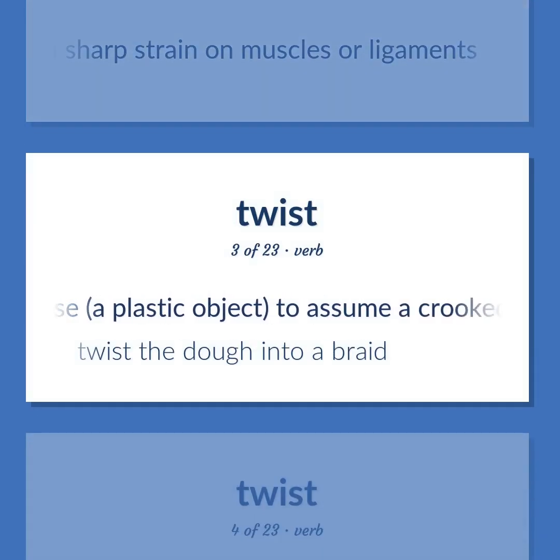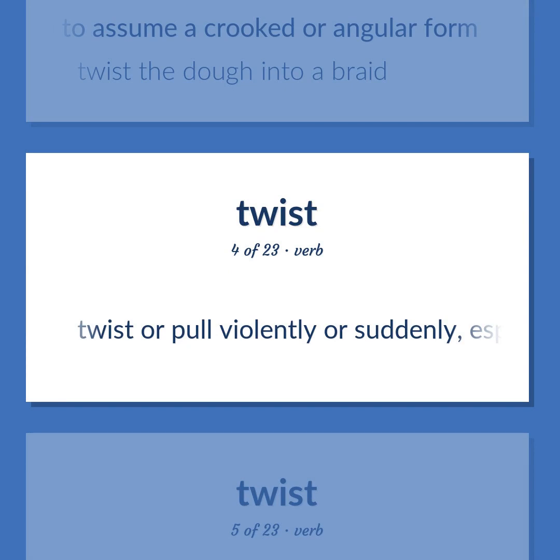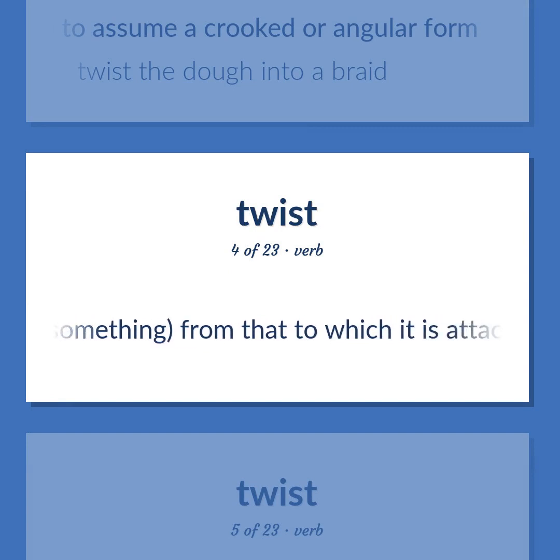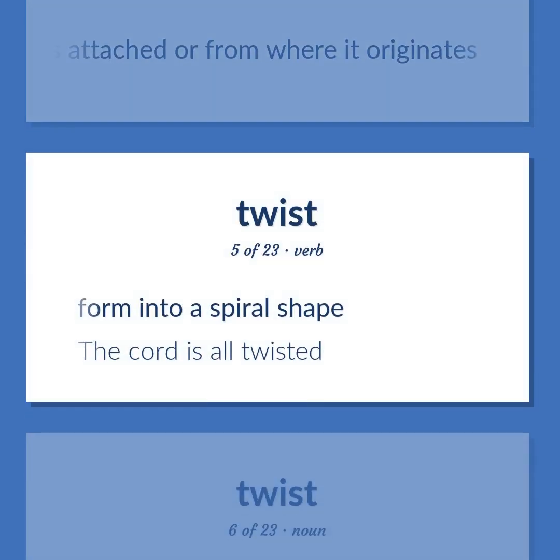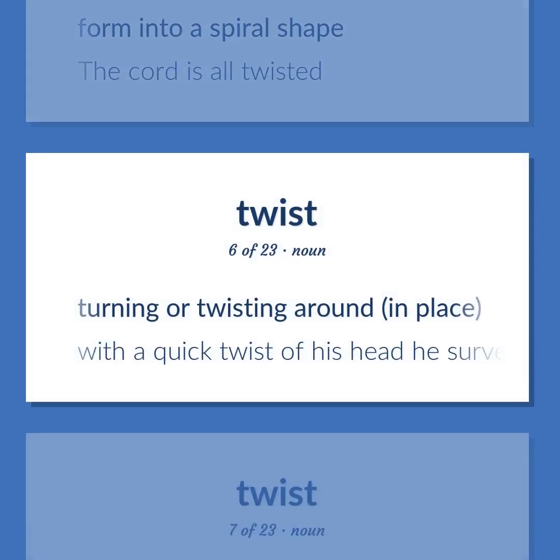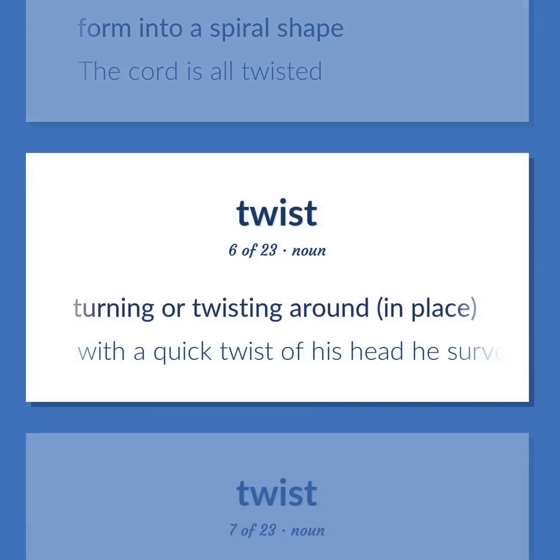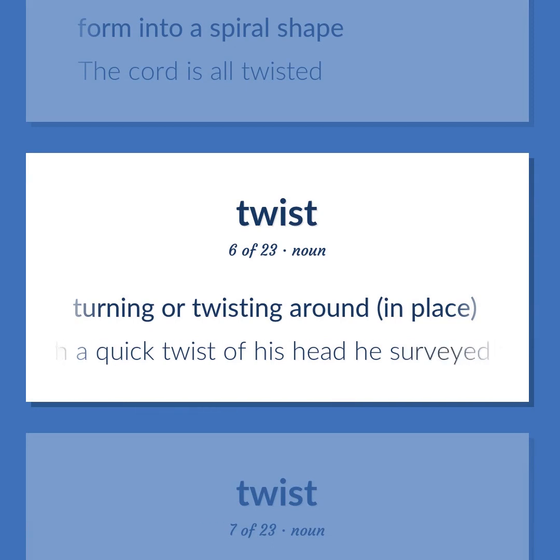Cause a plastic object to assume a crooked or angular form. Twist the dough into a braid. Twist or pull violently or suddenly, especially so as to remove something from that to which it is attached or from where it originates. Form into a spiral shape. The cord is all twisted. Turning or twisting around, in place. With a quick twist of his head he surveyed the room.